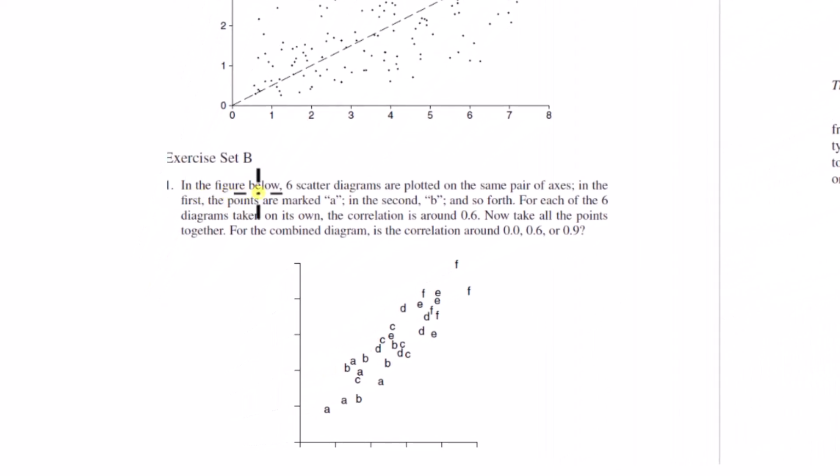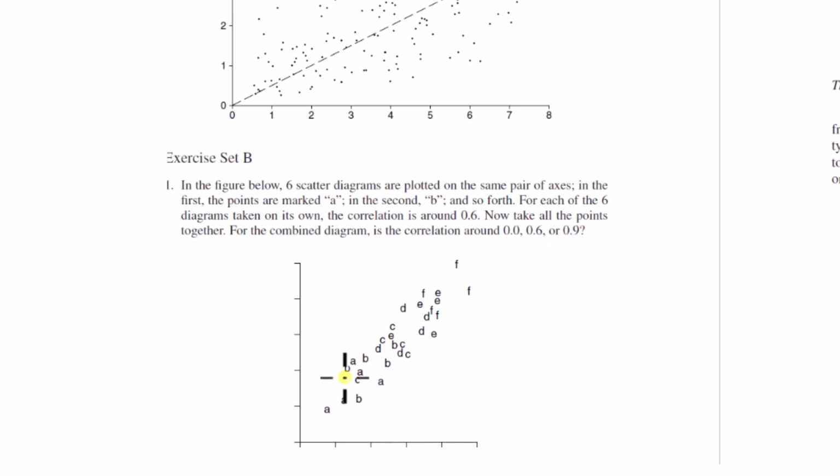It says, in the figure below, 6 scatter diagrams are plotted on the same pair of axes. In the first, the points are marked A, in the second B, and so forth. For each of the 6 diagrams taken on its own, the correlation is around 0.6. Now take all the points together for the combined diagram. Is the correlation around 0, 0.6, or 0.9?